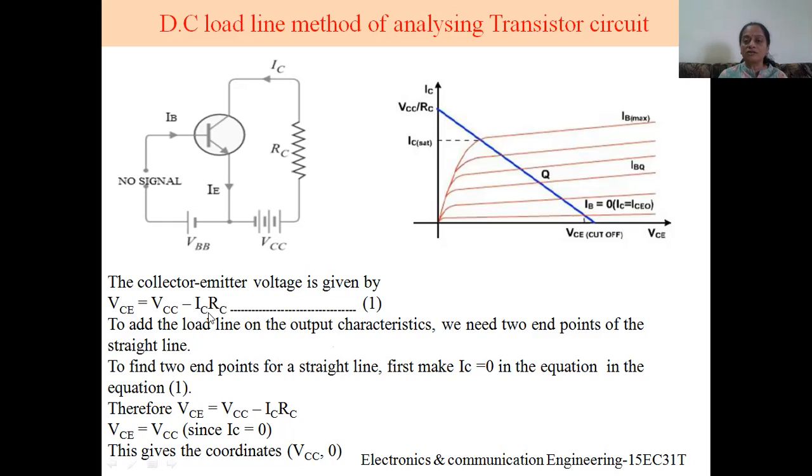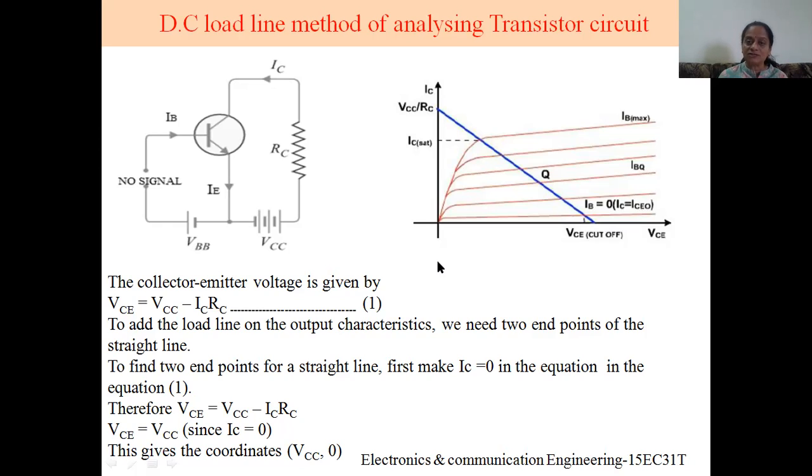Because we wanted 2 points, one is a cutoff point where the collector current is 0, and one is a saturation point where the collector current is maximum. To get the first point, that is the cutoff point, assume that the collector current is 0. When you make the collector current 0, what we get is collector emitter voltage equal to the supply voltage. This is the first point, the cutoff point, where VCE is equal to VCC. This is the first coordinate.